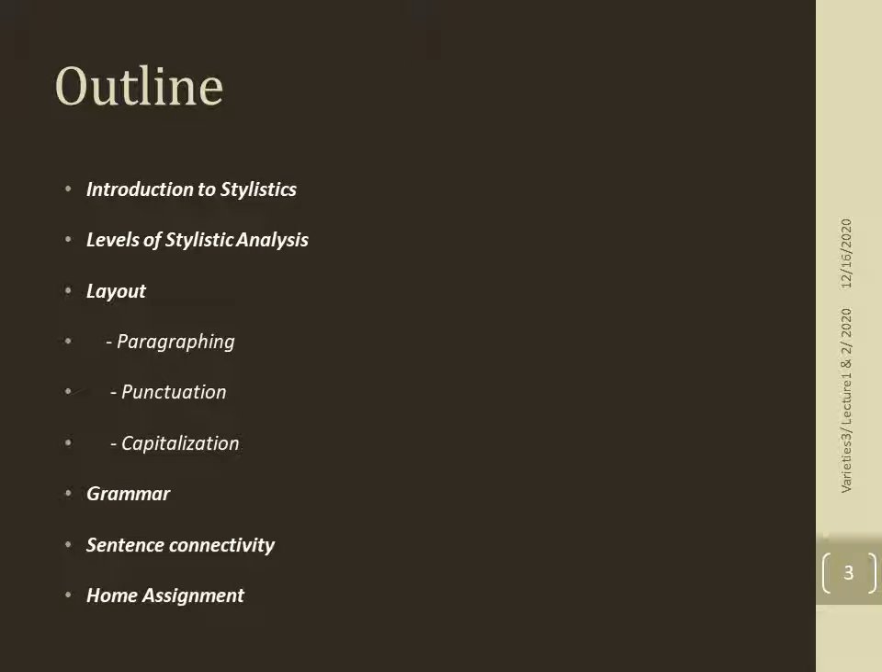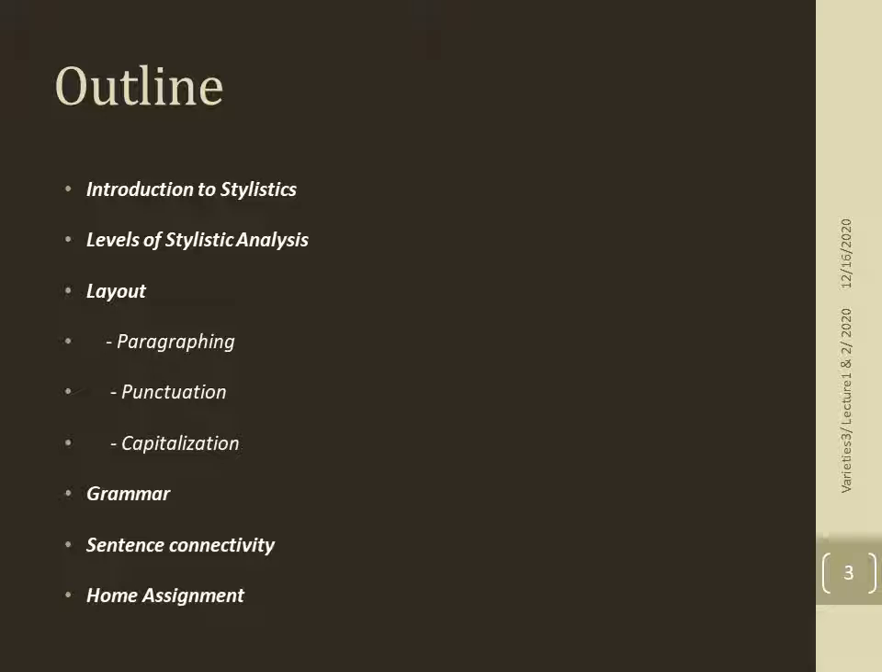This is the outline of today's lecture. First of all, you will be introduced to stylistics. I know that you already have an idea about what stylistics is, but why not remind you again of the basic notions and the ABCs of stylistics.